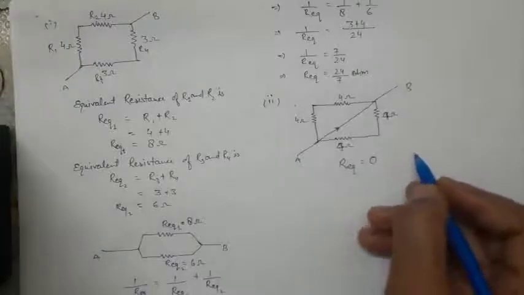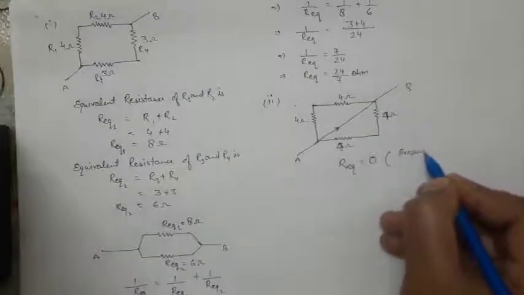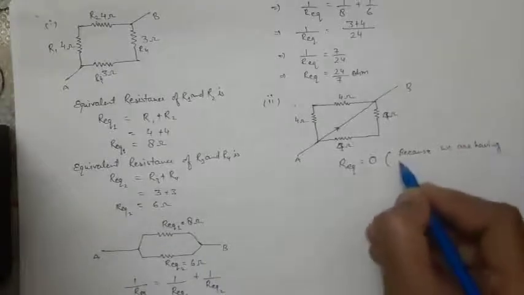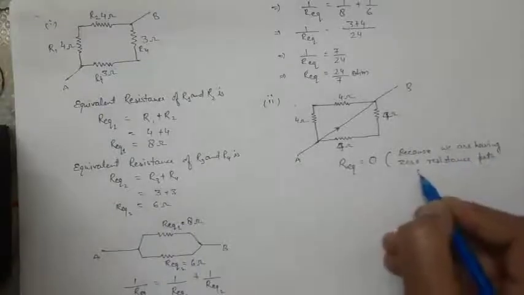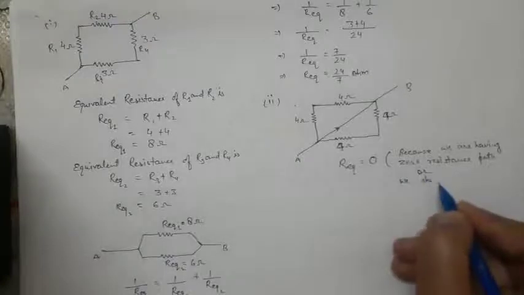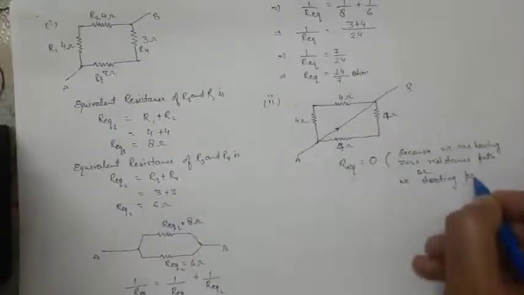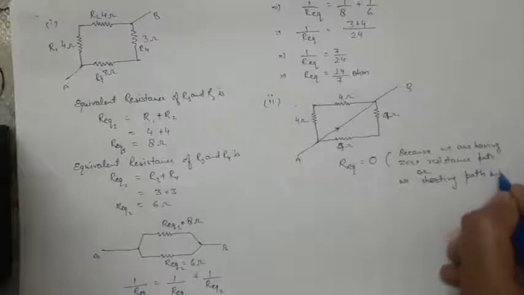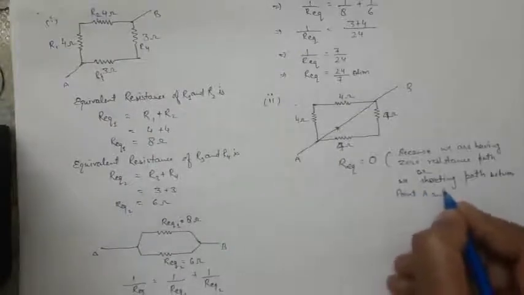Fine, because we are having a zero resistance path, or we short the points A and B, because we are having a zero resistance path between point A and point B.